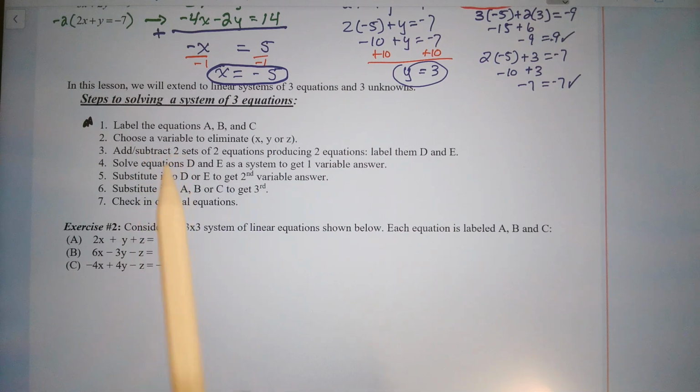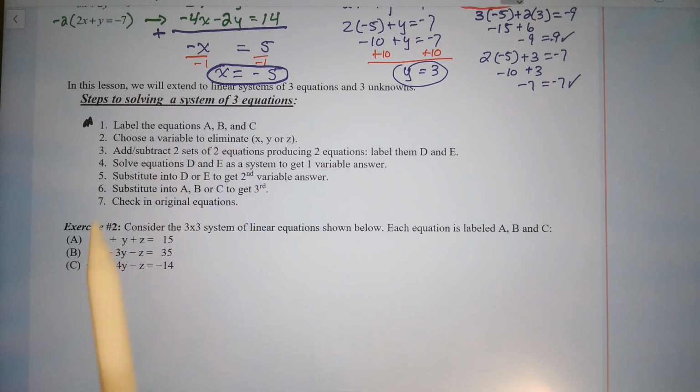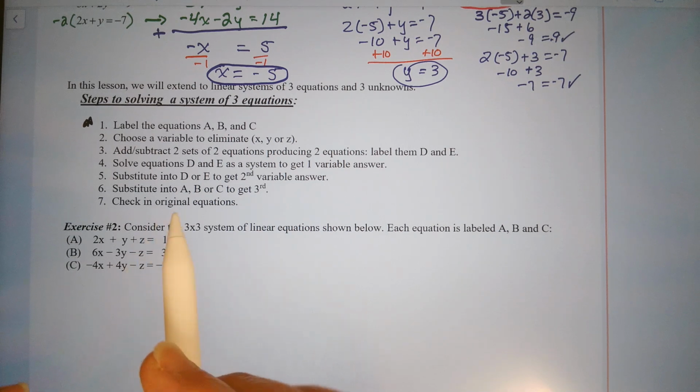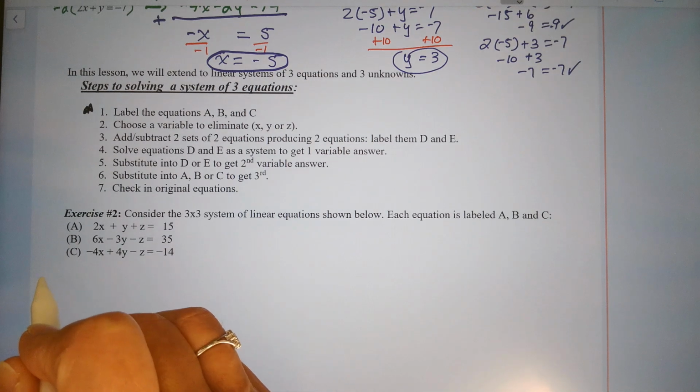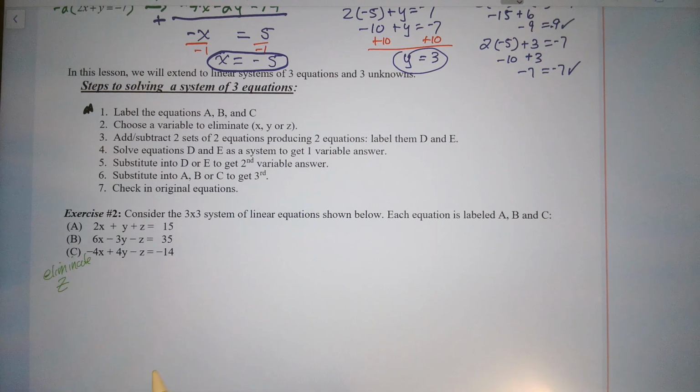Next, we choose a variable to eliminate, right? So we look at our x's. We've got a 2x, 6x, and -4x. None of these are opposites. So let's go on to our y's. We have a 1y, negative 3y, and 4y. None of these are opposites. So looking at our z's last, we have a 1z, a negative 1z, and a negative 1z. So we definitely go with eliminating the z's.